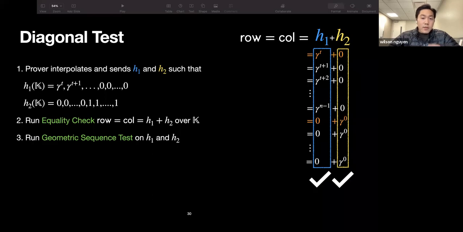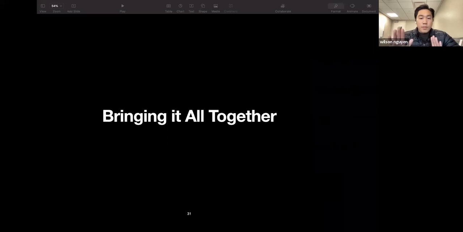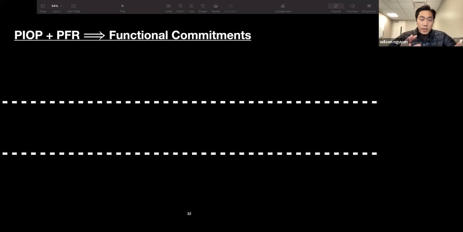And so that by itself then convinces the verifier that row and column are indeed the geometric sequence that we need it to be. And then there are a couple other tests that are necessary, but you can just see the paper for the rest of the tests. So bringing it all together, a poly-IOP plus a proof of function relation, and also polynomial commitment schemes imply functional commitments.